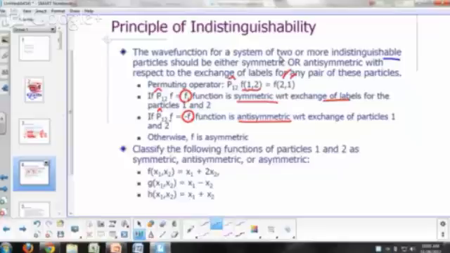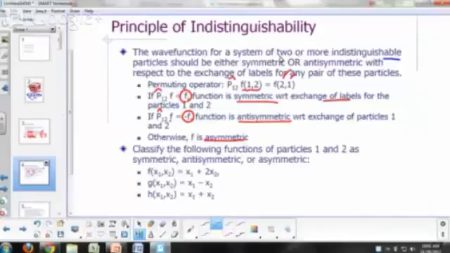In other words, a function is symmetric or antisymmetric if it's an eigenfunction of the permuting operator. What would be the eigenvalue? +1 if it's symmetric, and -1 if it's antisymmetric. Otherwise, if it's not an eigenfunction, you say it's asymmetric. So we have symmetric, antisymmetric, and asymmetric. In order for a wave function to be acceptable, if it's going to describe indistinguishable particles, like indistinguishable electrons in an atom, that function must be either symmetric or antisymmetric with respect to the exchange of the labels for these indistinguishable particles.